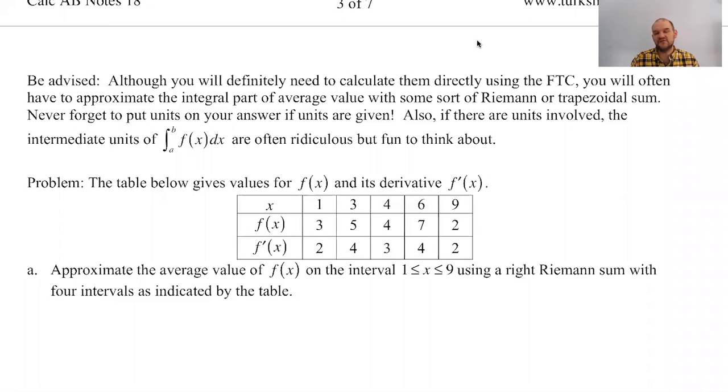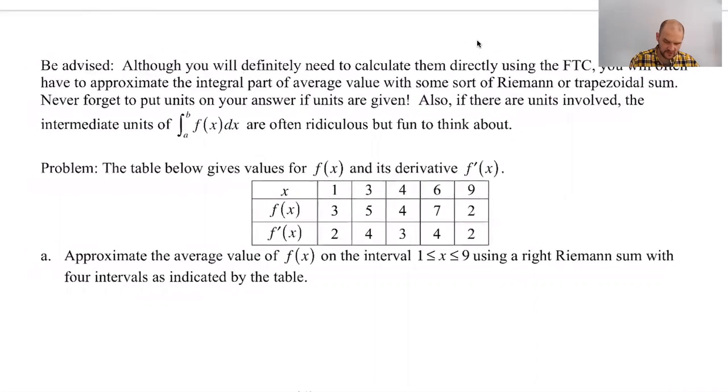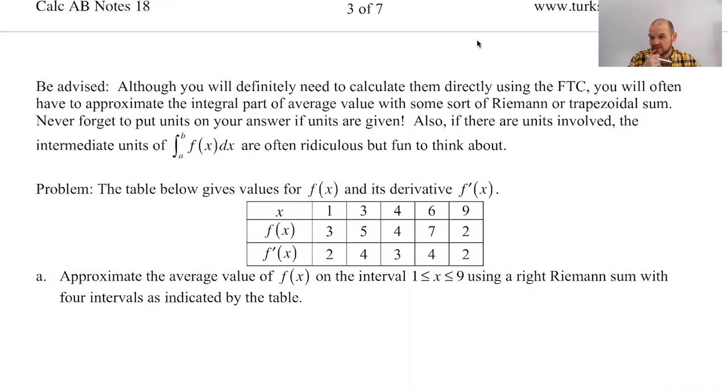All right, we're back. We're on page 4, notes 18, Calc AB. We're talking about average value, integral over interval, not to be confused with average rate of change, which is algebra 1 slope. So average value of a function is the integral of the function over the interval. You're going to directly calculate those, and you're going to use the fundamental theorem and whatever.